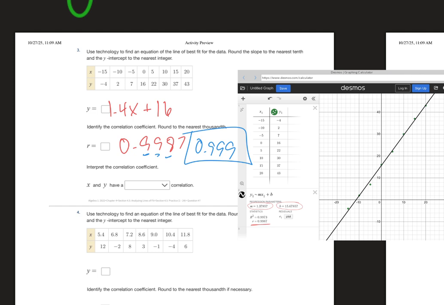Interpret the correlation coefficient. X and Y have a, I'm not sure what the blanks or the drop down is, but I would guess it's a strong positive. I'll go look up the answers. Guess what? That's exactly what it was. And so now we're going to do this again. Instead of showing you how to do it, if you need to see how it's done, just rewind the video and watch that part. Instead, I'm just going to jump to the answer basically and interpret it with you and for you.